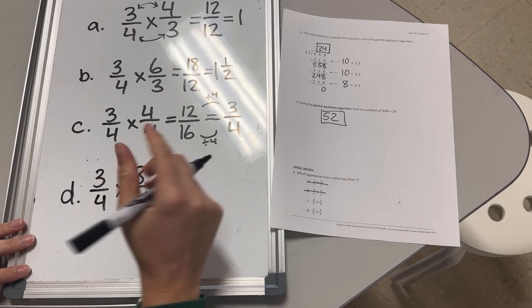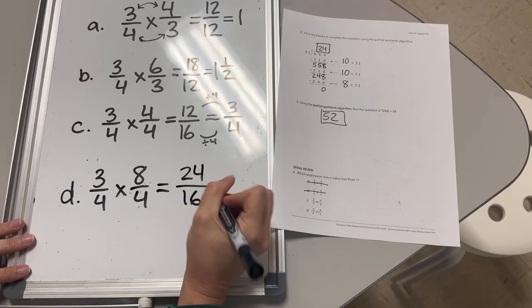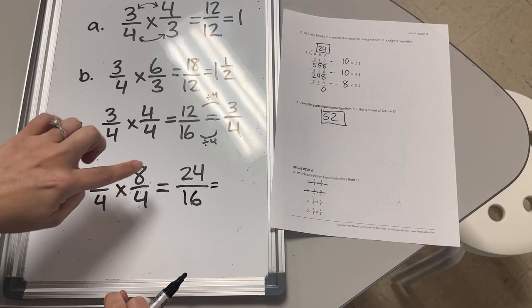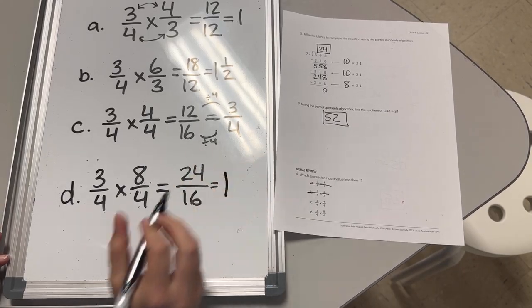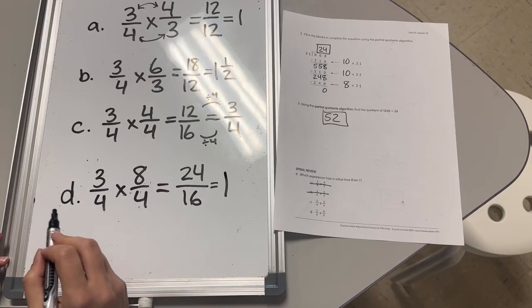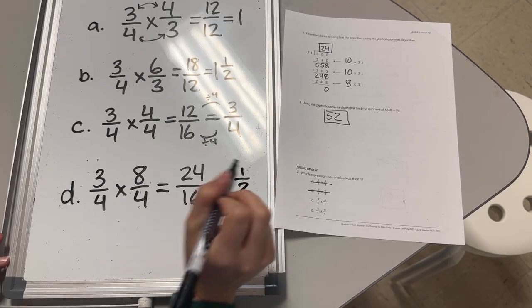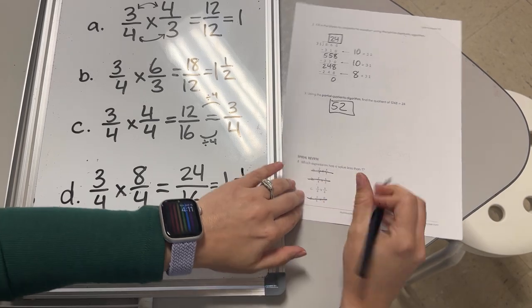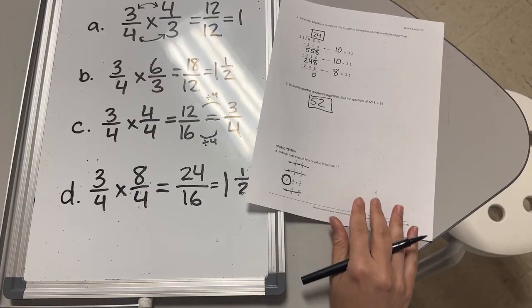Multiplying straight across, 3 times 8 will give me 24. And then 4 times 4 is 16. And I can see here that my numerator is greater than my denominator, which means that it's definitely going to be more than 1 whole. In fact, when I simplify, there's one group of 16 with 8 left over. 8 over 16 is going to be equivalent to 1/2. So that one also equals 1.5, which means I'll strike out D and I'll select C as my final answer, the only one that is less than 1.